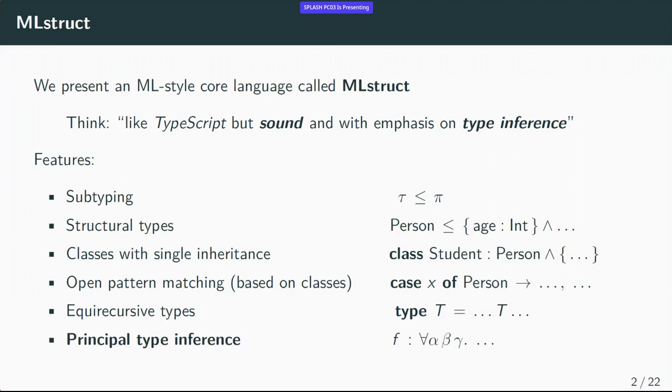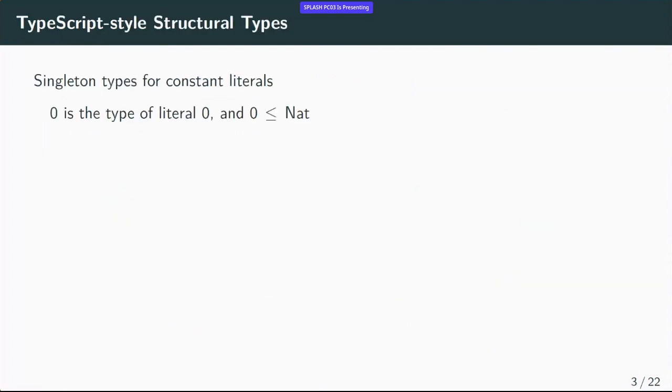Finally, we want principal type inference. This is a pretty strong property. It says that whenever the compiler infers a type for your expression, which doesn't contain any type annotation, this type happens to be the most general that you can assign to the corresponding expression. So if you can assign any other type to the expression, the inferred type will be at least as general as that other type. So let's see how we can do this.